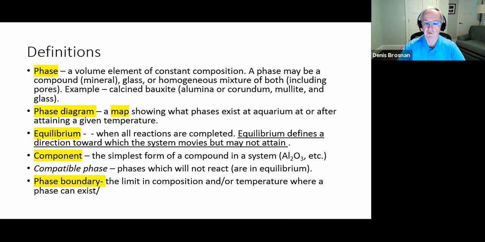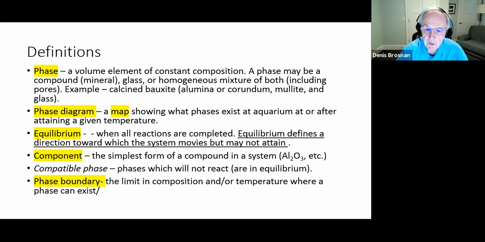Let's start with what a phase is. The usual explanation is it's a volume, segment, or element in a ceramic composition of constant composition, meaning that composition is given in that volume element. You may have minerals. You may have glass, you may have mixtures of minerals and glass, and pores can be present.